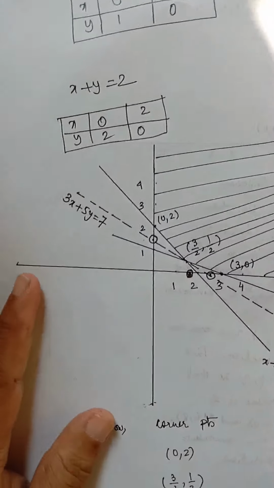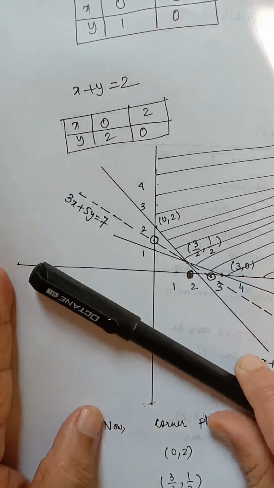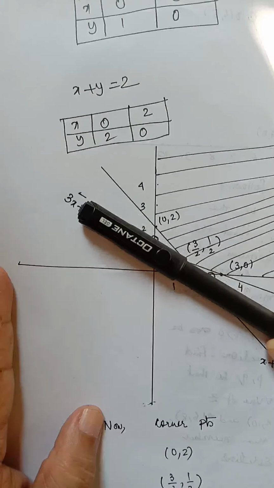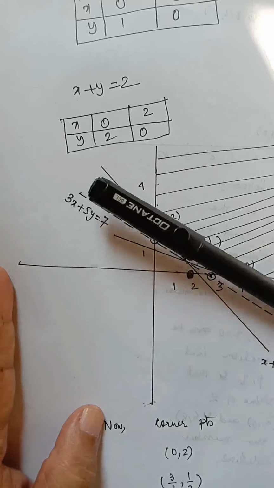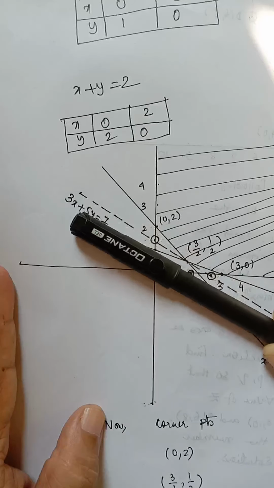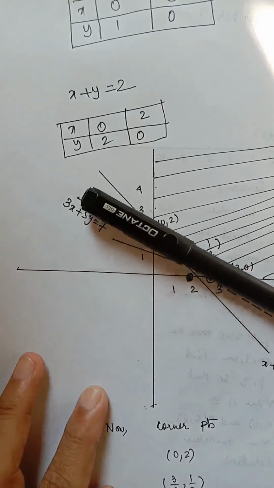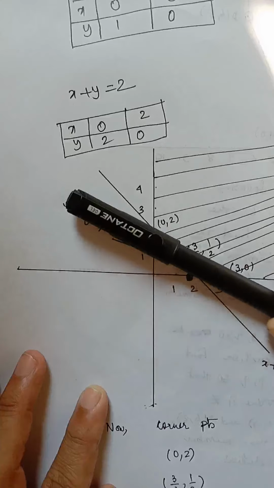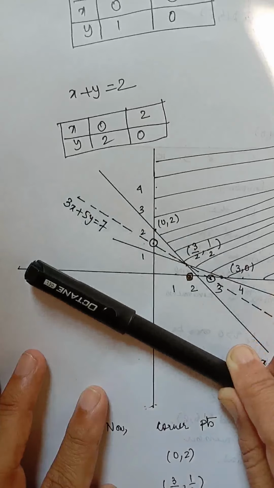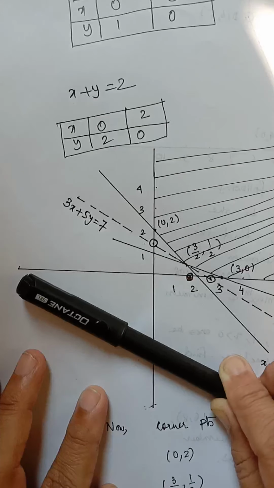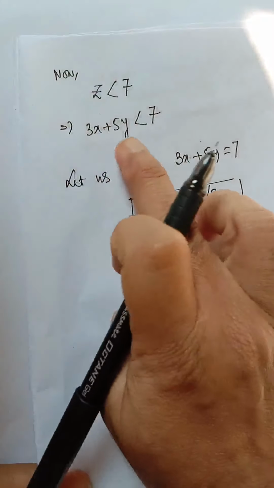So this is the region that represents 3x plus 5y less than 7. That means in this region the value of z can be less than 7. Now you can see in this region there is no feasible part, no common solution part. Consider the broken line and this part 3x plus 5y less than 7. This part does not contain any feasible region. That means the value of 3x plus 5y cannot be less than 7. There is no feasible region satisfying this inequality.